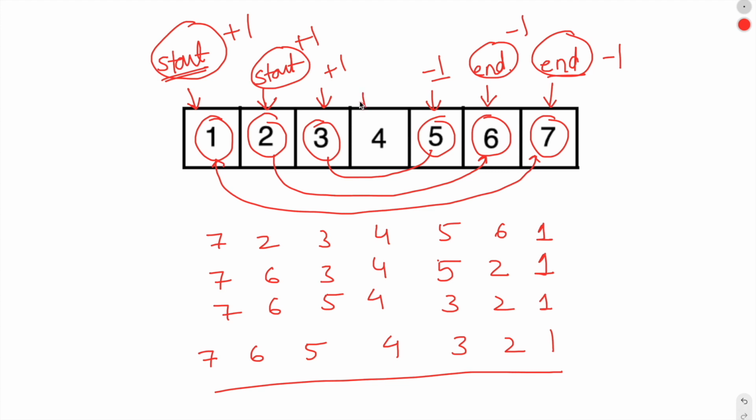So now both start and end will point to the same element. So if we swap the start and end element in this case, the value is going to be the same since both of them point to the same element. So the resulting array will be this.